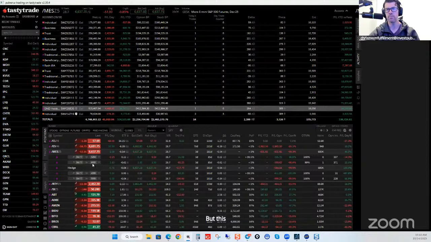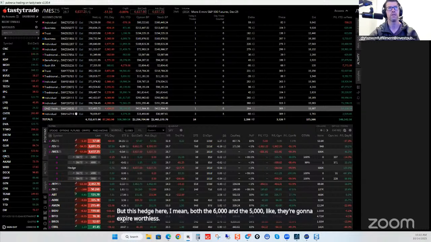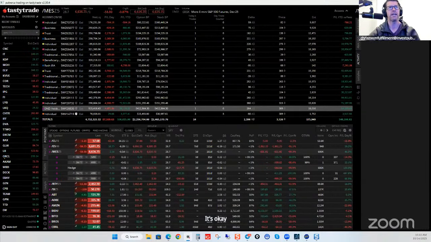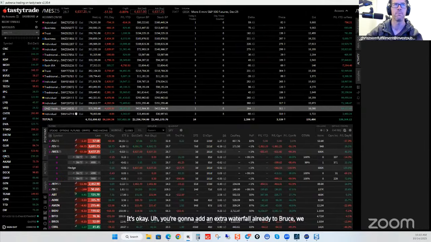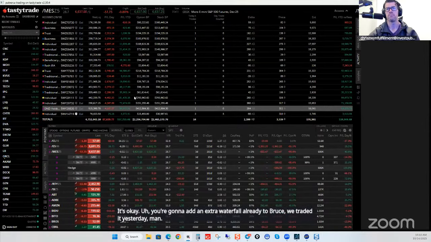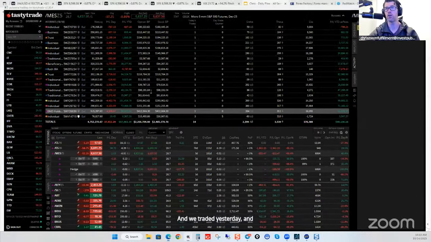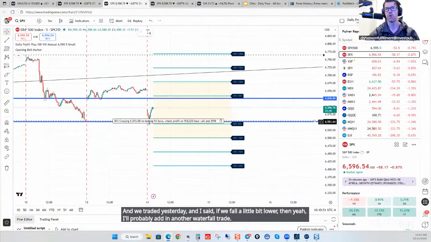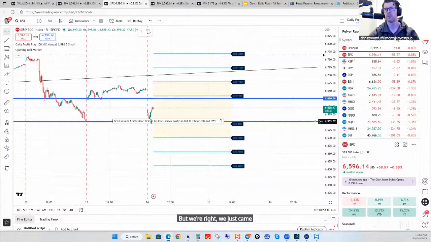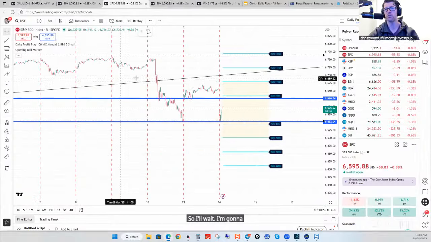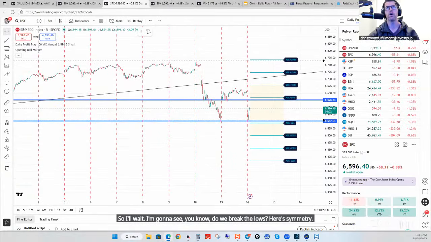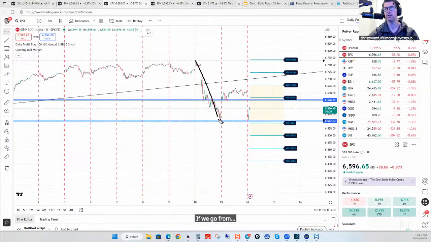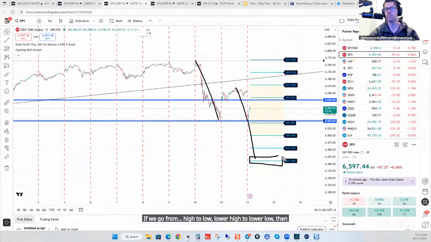But this hedge here, both the 6,000 and the 5,000, they're going to expire worthless. It's okay. You're going to add an extra waterfall? I already did, Bruce. We traded it yesterday, man. And I said if we fall a little bit lower, then yeah, I'll probably add in another waterfall trade. But we just came down and tested Friday's lows. So I'll wait. I'm going to see, do we break the lows? Here's symmetry. If we go from high to low, lower high to lower low, then waterfall income, bring it on.